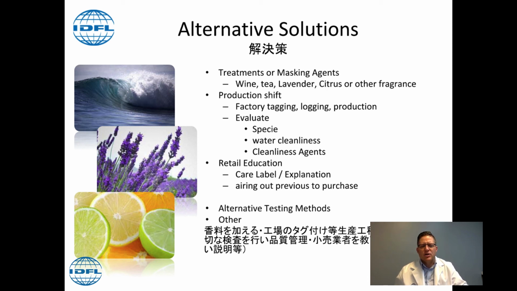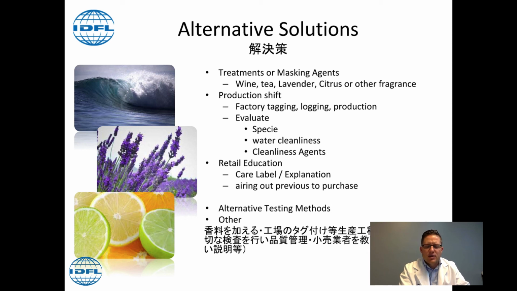There can also be a production shift. As you're going around tagging how much material you've taken through your washing facility, logging that, and keeping track of your production inside of any type of down manufacturing facility, time is money. So any time that excessive amounts of down are introduced into the washing supply chain or into the washing process, the material might not get as clean as you would like. You can also see the evaluation, obviously the species, the water cleanliness, the cleanliness agents, and the other treatments that are introduced into the supply chain can also have an effect on that.